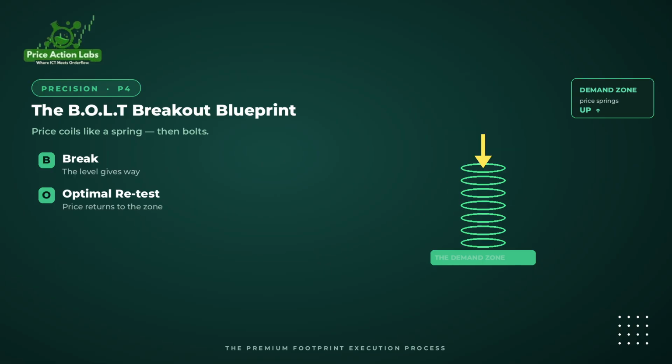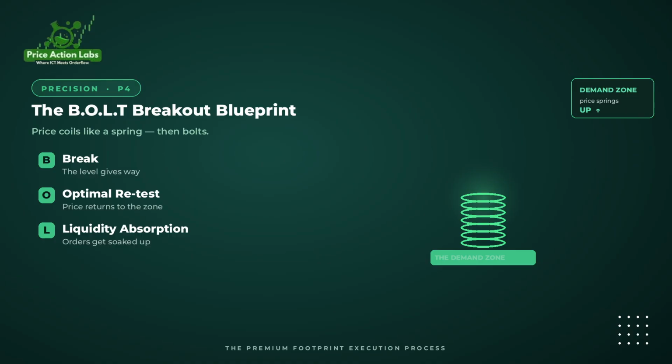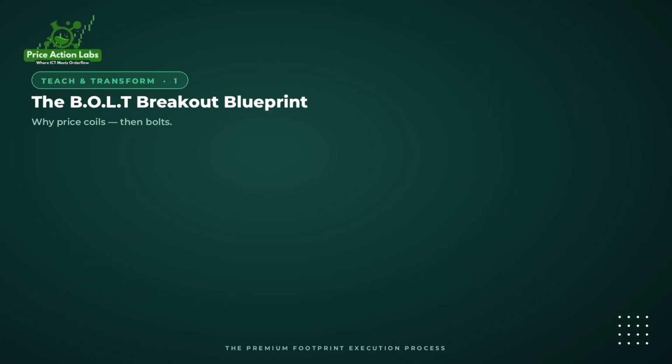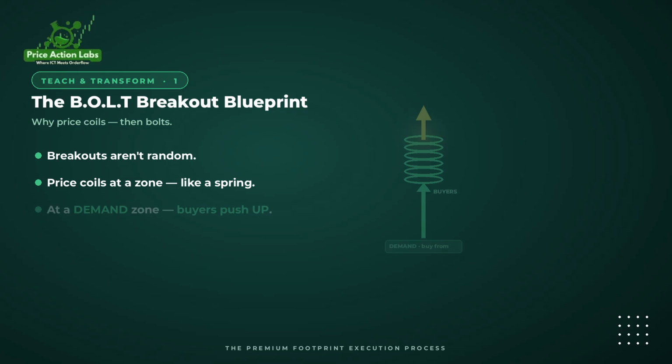And this is the entire bolt breakout blueprint, because we look for a break. We then look for a retest where market's coiling that spring, pushing down on that spring, right? This is where order flow becomes important. You cannot see the spring being compressed properly if you don't use order flow. And then you pull the trigger after understanding all of that. Coiled, loaded, and then you want to snipe and give a sniper entry. Okay? Fantastic. So, if your breakouts feel random, it's because you're not thinking about it through the lens of a spring. Okay? This is how a demand zone works.